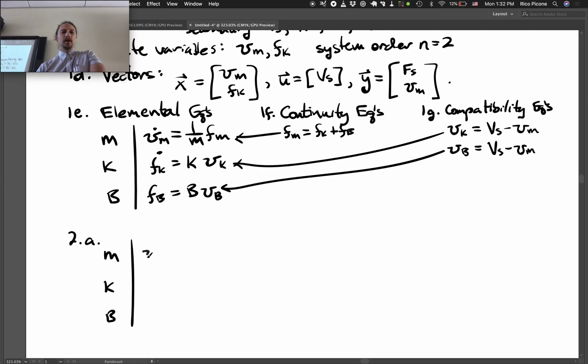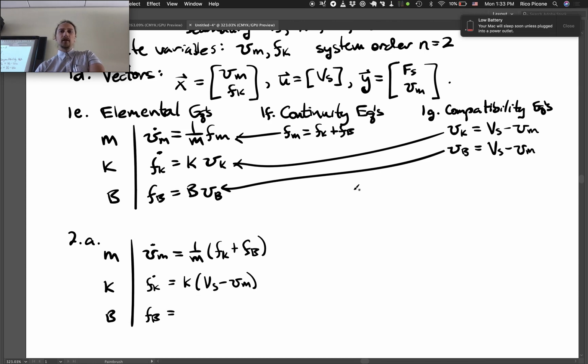So we'll get Vm dot equals 1 over m. Instead of Fm, we'll plug in Fk plus Fb. Next one, we've got Fk dot equals k. Instead of Vk, we'll plug in Vs minus Vm. And finally, Fb equals b times Vb, but now it's Vs minus Vm.